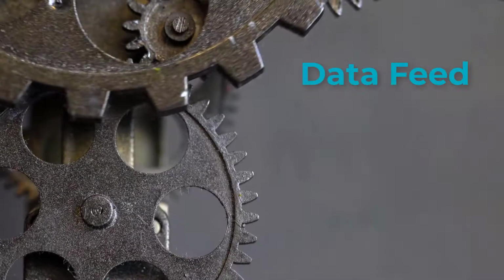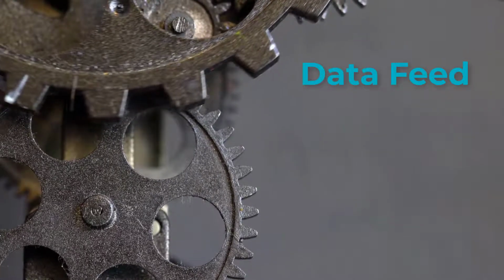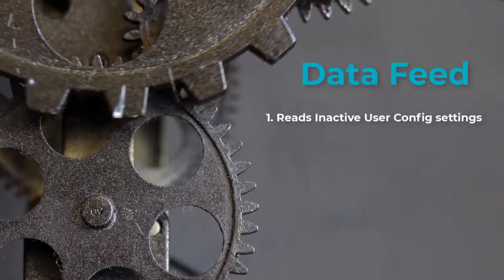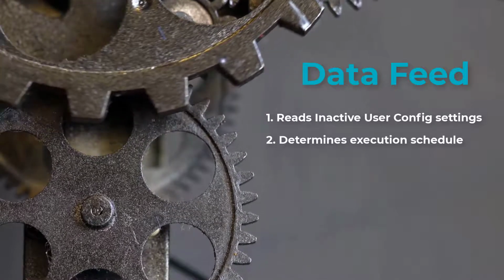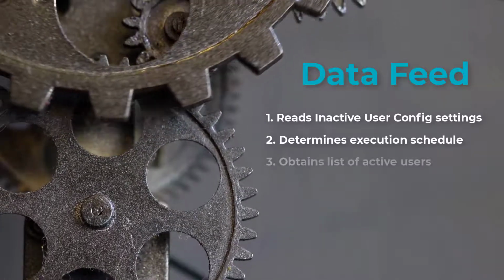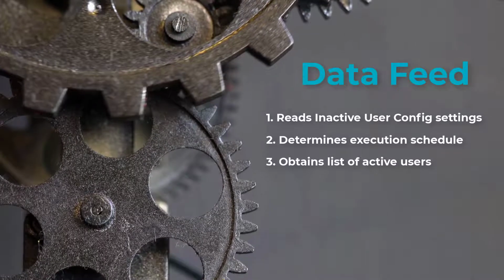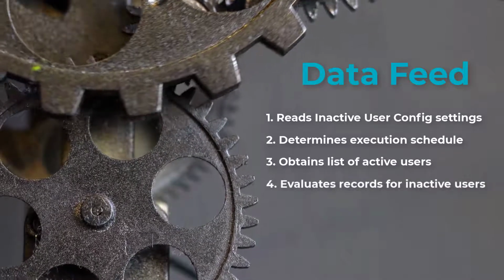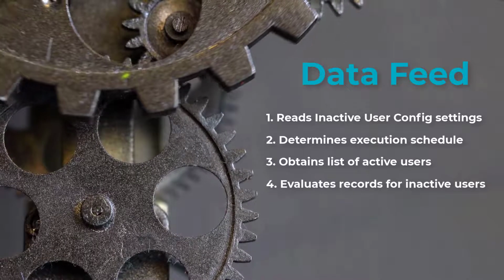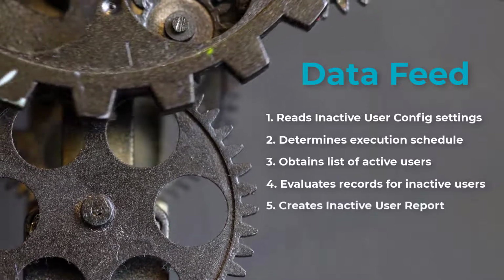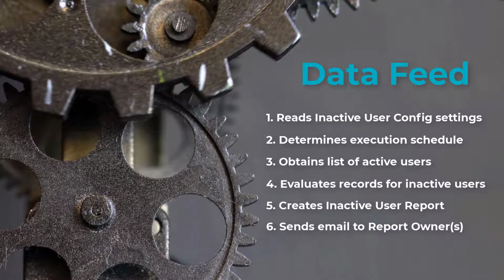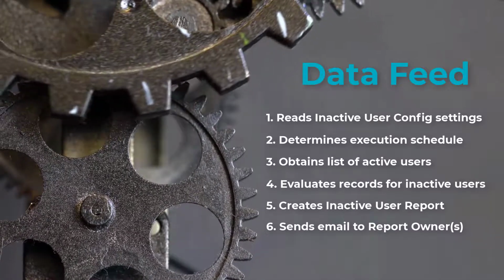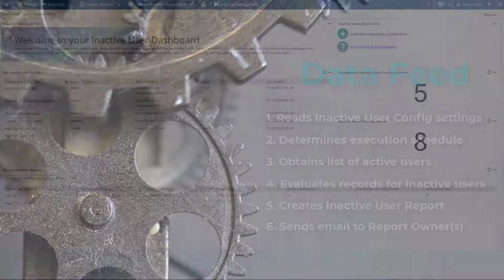A data feed does all the hard work finding the inactive users. It reads the inactive user configuration records and settings, determines which configurations are scheduled to run today, obtains a list of active users, evaluates records and scope in the target application or questionnaire, creates the inactive user report record with the results, and lastly, sends an email to the report owners when inactive users are found for remediation.